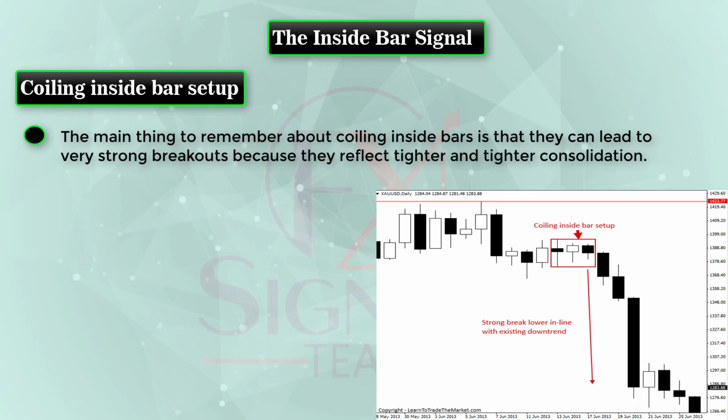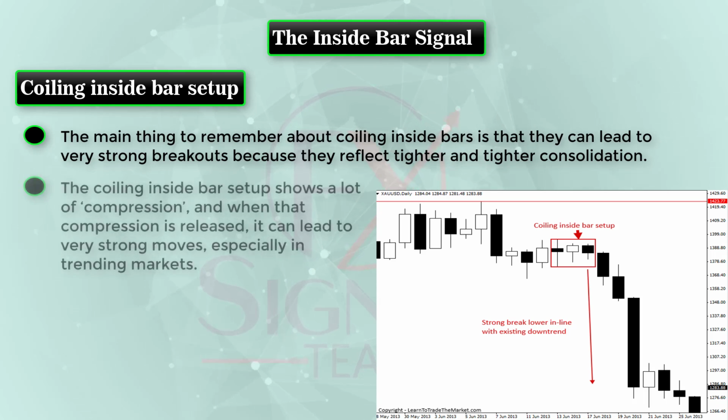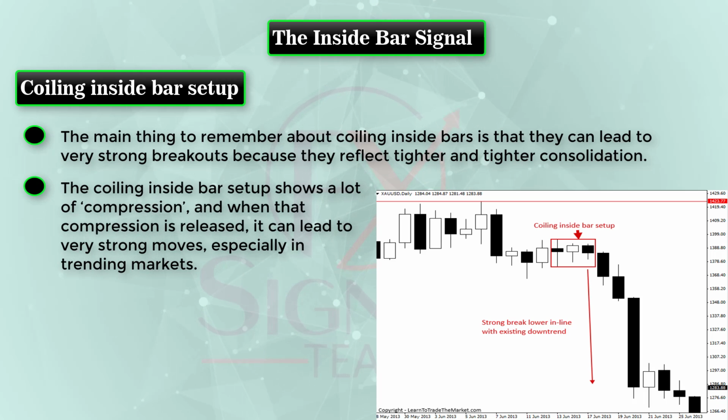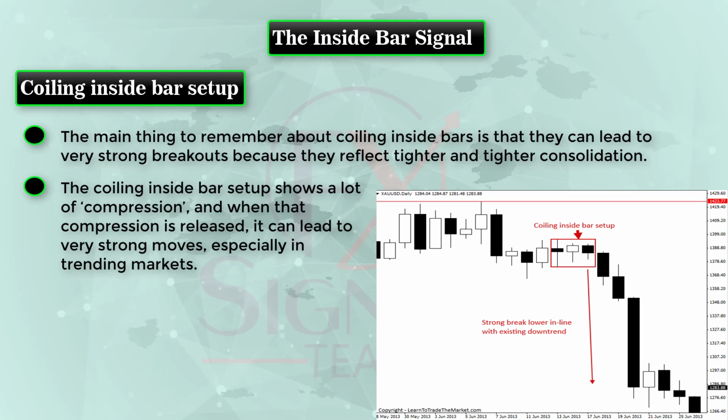The main thing to remember about coiling inside bars is that they can lead to very strong breakouts because they reflect tighter and tighter consolidation. The coiling inside bar setup shows a lot of compression, and when that compression is released, it can lead to very strong moves, especially in trending markets.